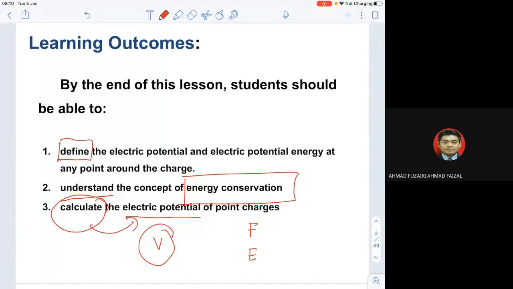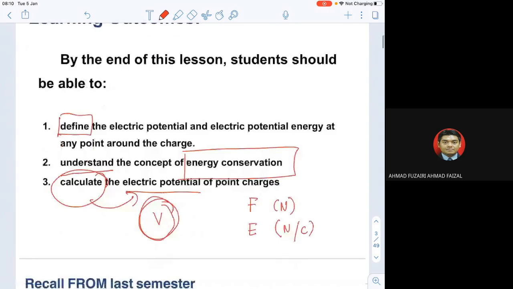So if you do a quick recap, a force will give you Newton. Electric field will give you Newton per coulomb. And can you guess what is the unit for electric potential? Okay, let's look afterwards. So just a recap.